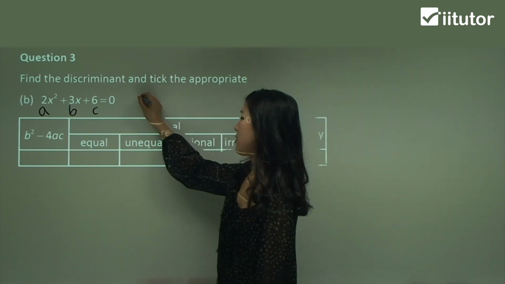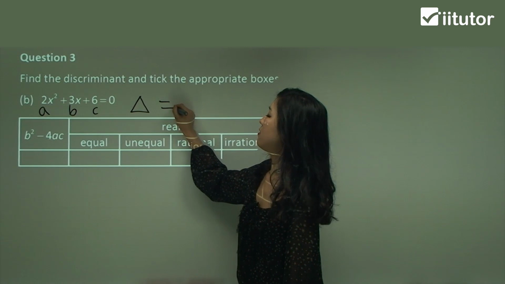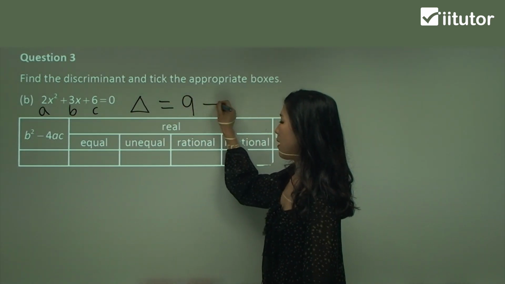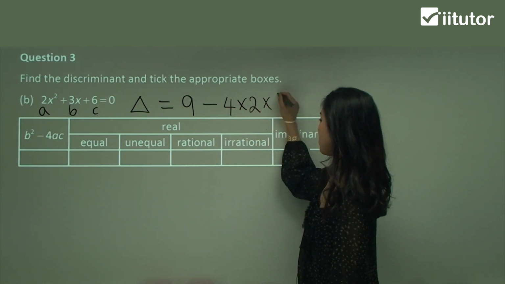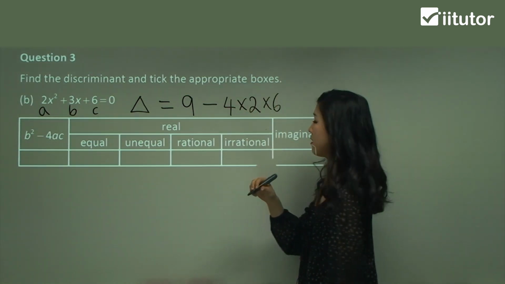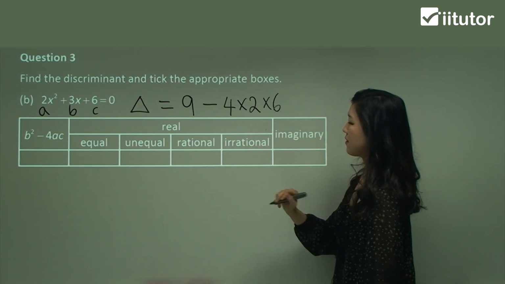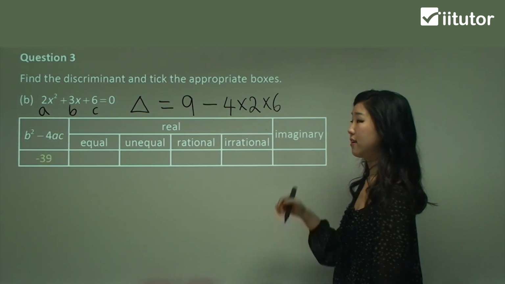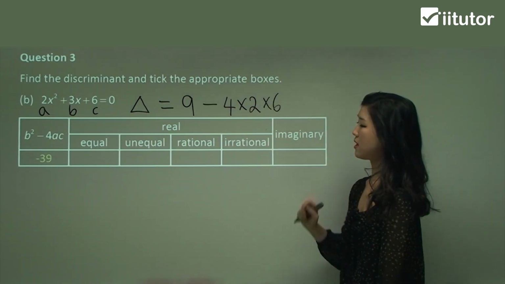So if I want to find the discriminant, which I like to make a notation of this triangle, it is b squared, which is 3 squared, which is going to be 9, minus 4 times 2 times 6, because it's 4ac, isn't it? Now 4 times 2 times 6, 8 times 6 is 48, so 9 minus 48 would just be negative 39. So that's our discriminant that I just obtained from here.